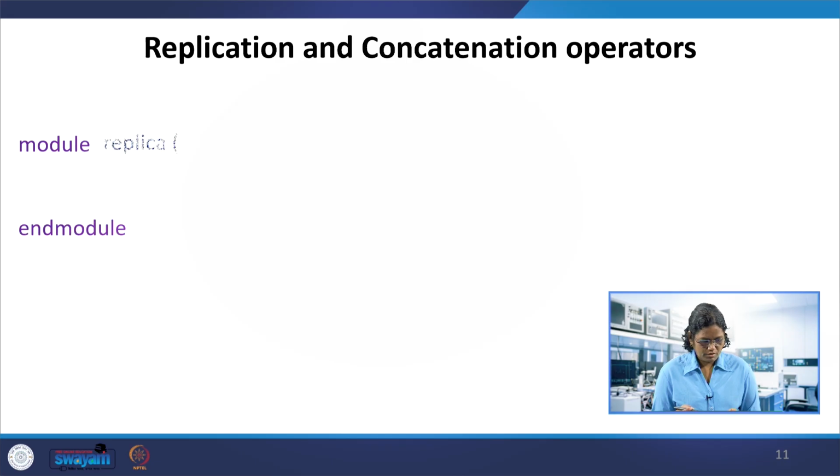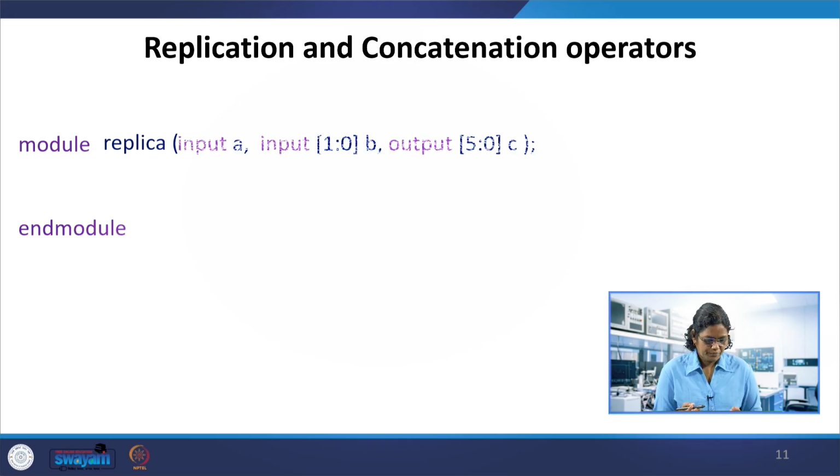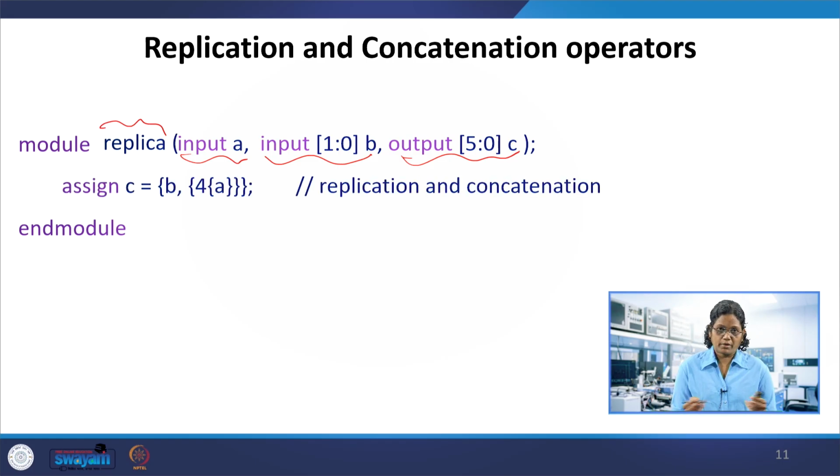For example, we have learned this replication operator, and this module name is replica. We have input A, input B which is 2 bits, A is 1 bit, output C is 6 bits. So we are going to use both these operators to get output C. So assign C, it's a data flow again, a continuous assignment. Within the curly braces you can see B first, which is given 2 bits, and 4 times A, this is a replication operator. How many times do you want A to be repeated?